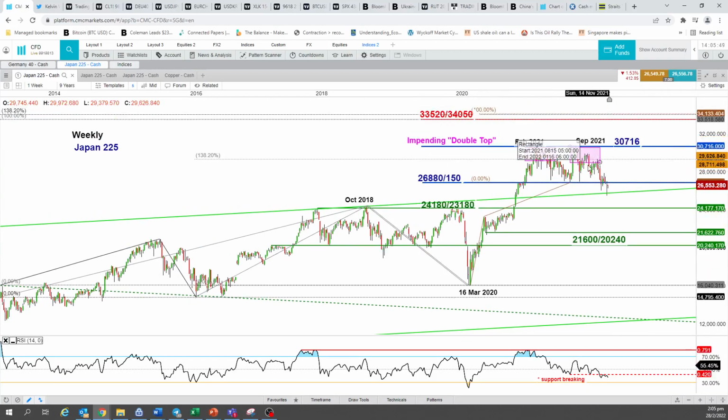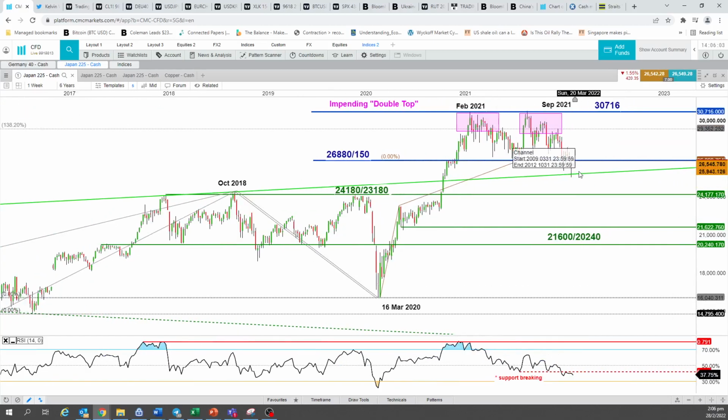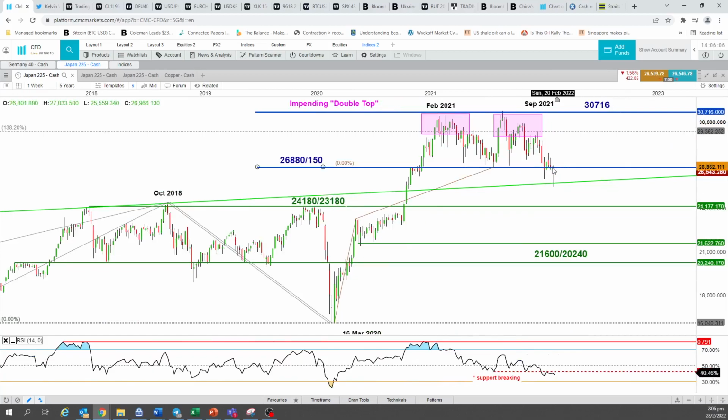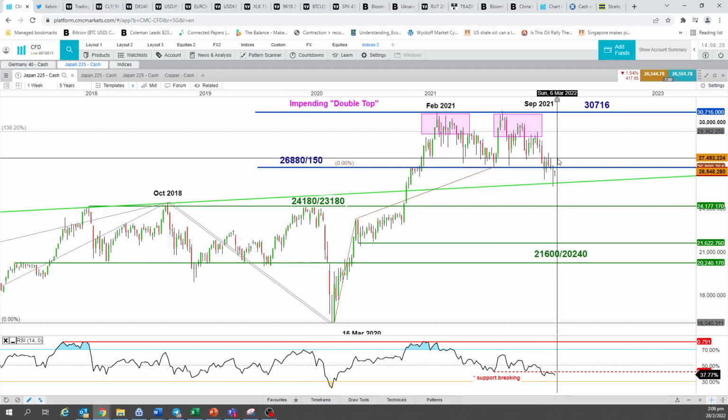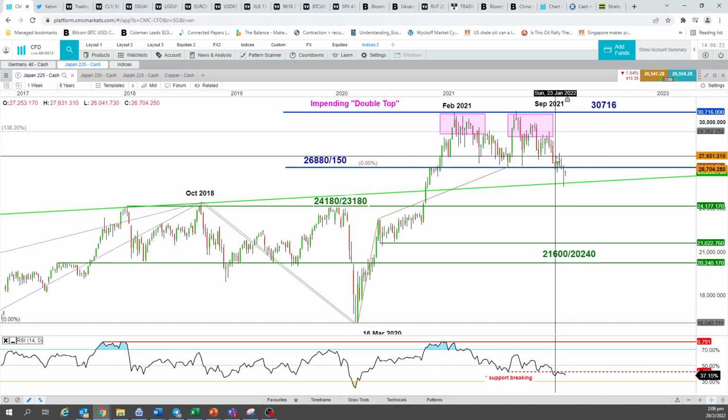That is an impending double top after the September 2021 failure to break above the February 2021 high, which is at this range top at 30,716. So the range support is at 26,880 slash 26,150. What we could see is that last Friday it managed to close at 26,966, which is above this range support level, which is the neckline of this bearish double top.